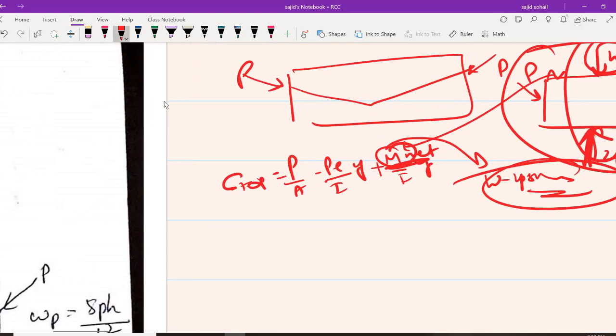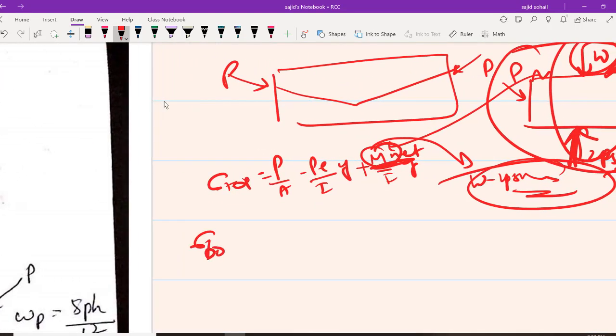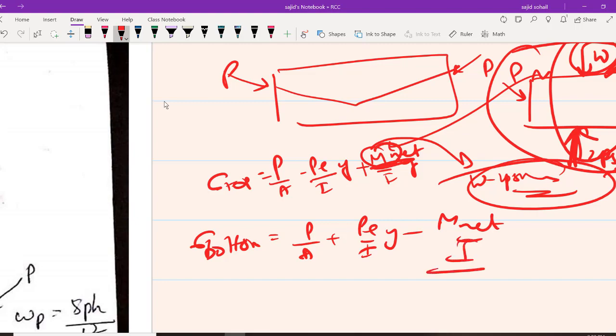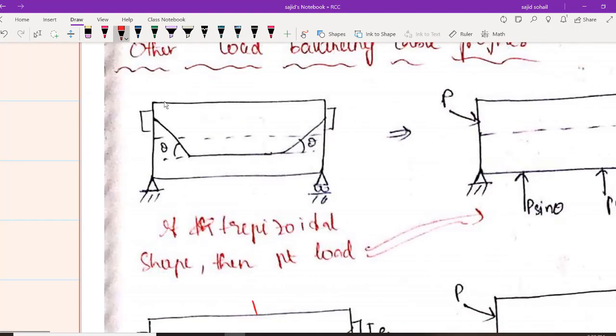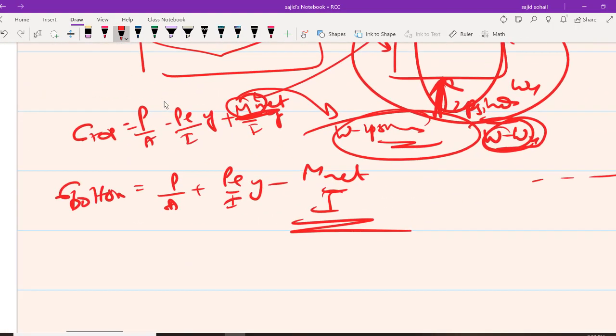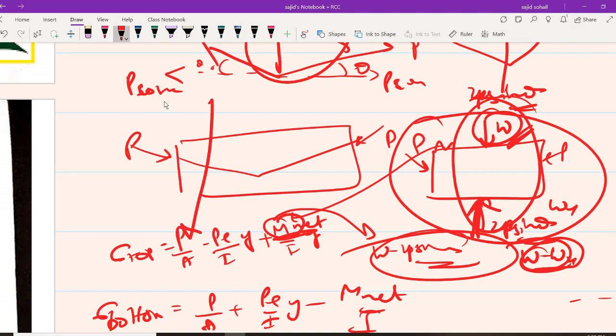I hope the concept is done. Similarly, sigma bottom, we will solve one problem and you will be more than perfect. P by A plus P e by I into y minus M net by I into y. I hope it is very clear. This is how you can solve and find stress at any location using the load balancing method.